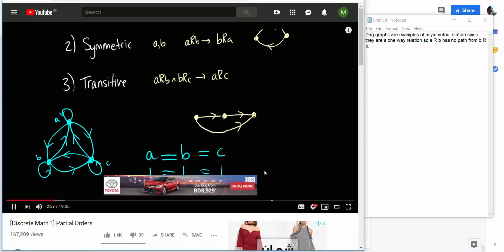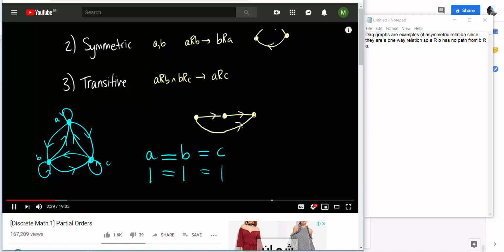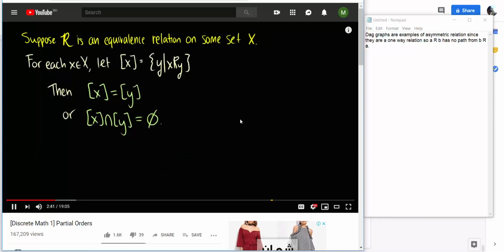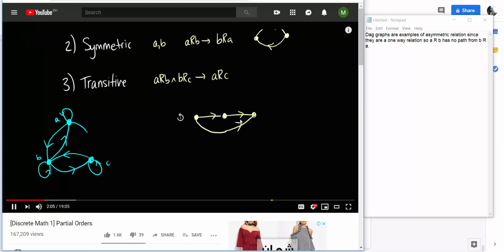This satisfies all 3 conditions, but we've already talked about that, so let's go on to denoting equivalence relations with notation.